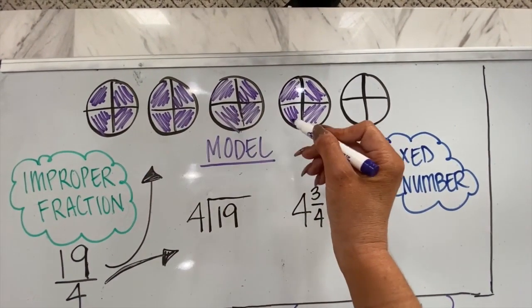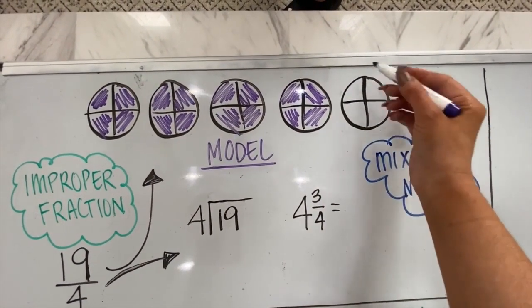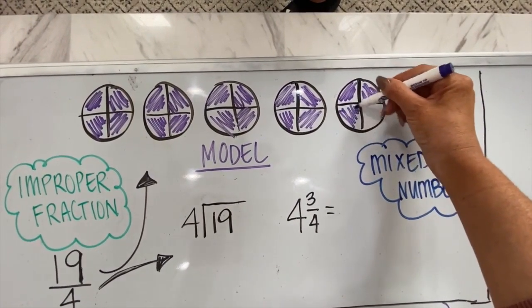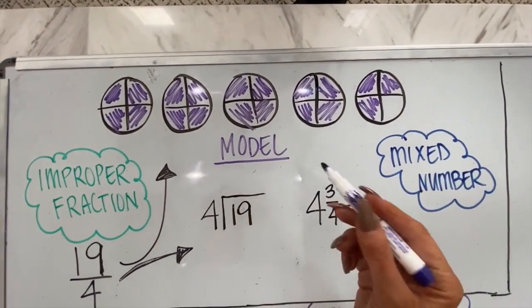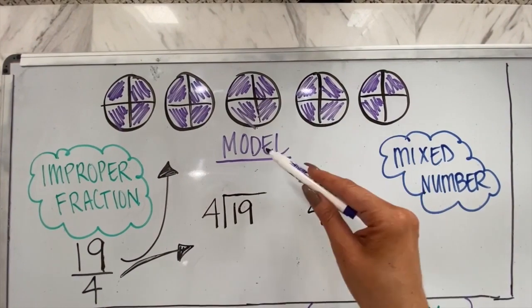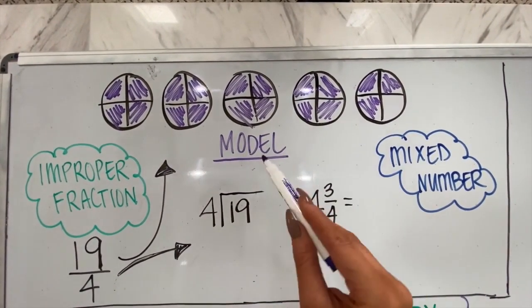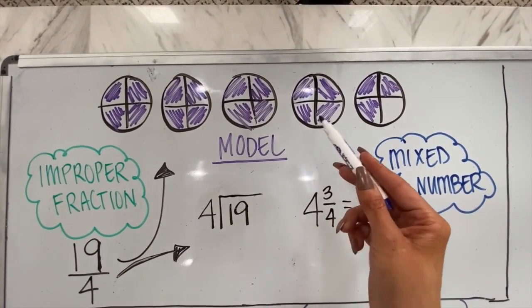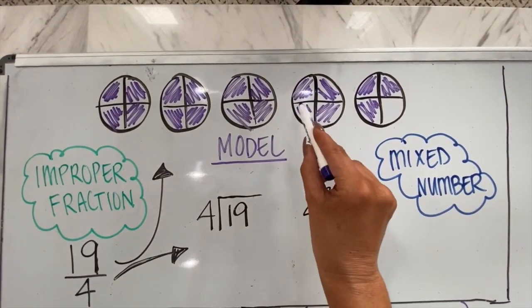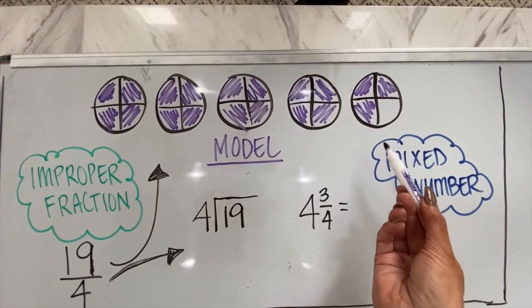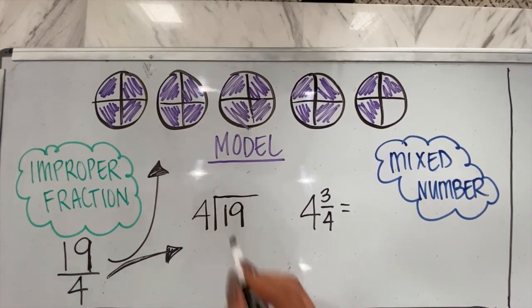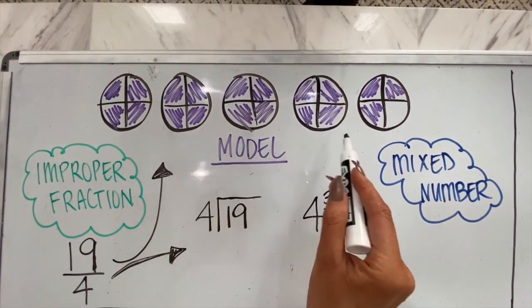Here I have 16 sets of 1/4, so I need 3 more. 17, 18, 19. Since my denominator is 4, I need to make sure that the wholes are divided into sections of 4. Something else that you can notice is that I have 4 wholes, 1, 2, 3, 4, and 3/4 left over. So now I will show you the algorithm for division that will represent this model.